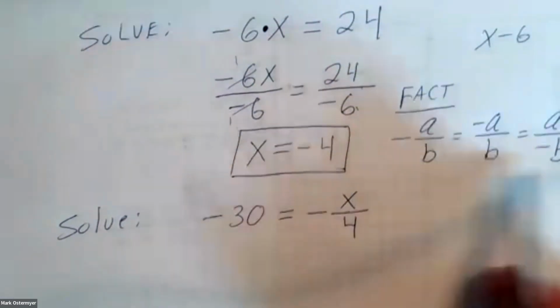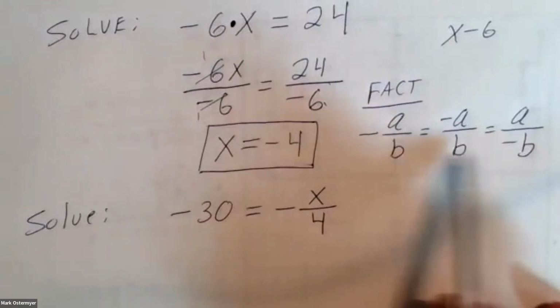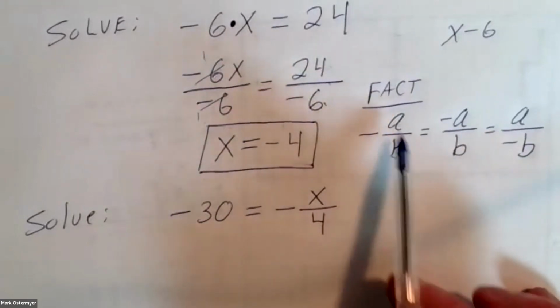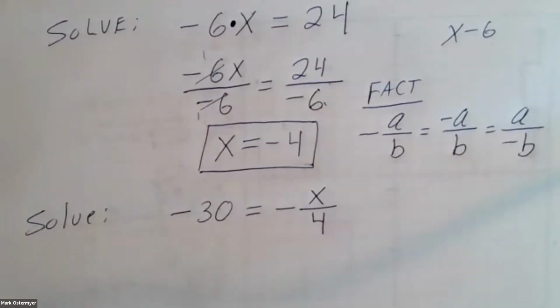These are all equivalent to each other. Everybody see this here? Each one of these numbers is equivalent. So when you have a negative fraction, it doesn't matter if you attach the negative sign to the numerator or the denominator. They're still equal.